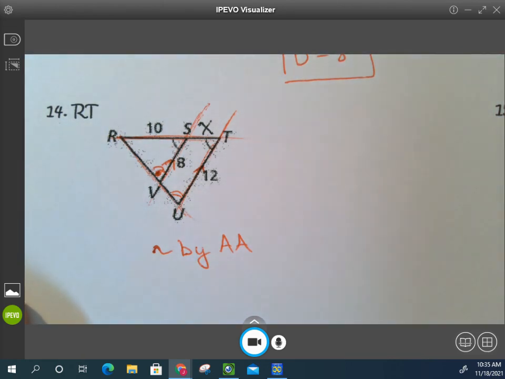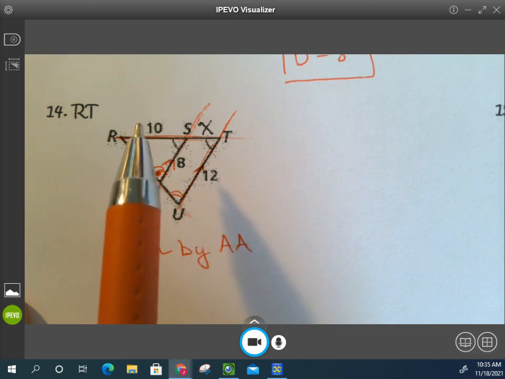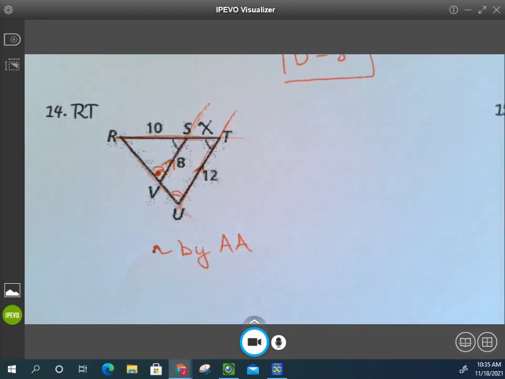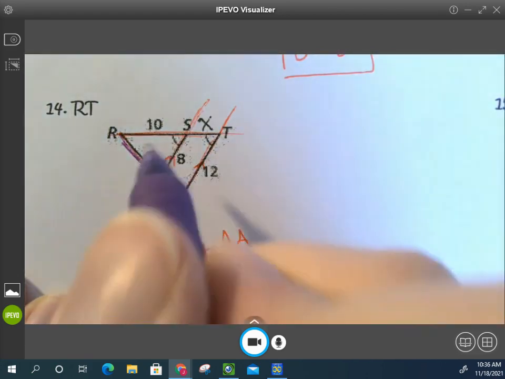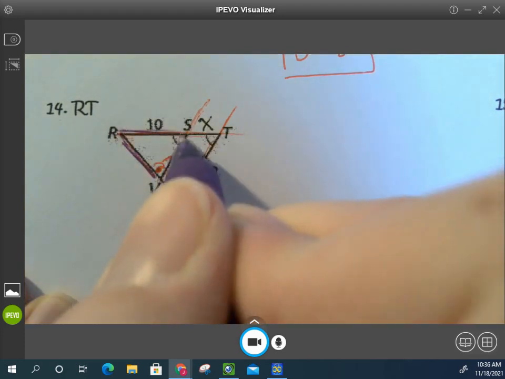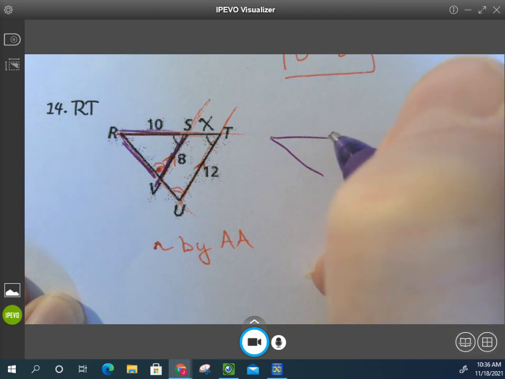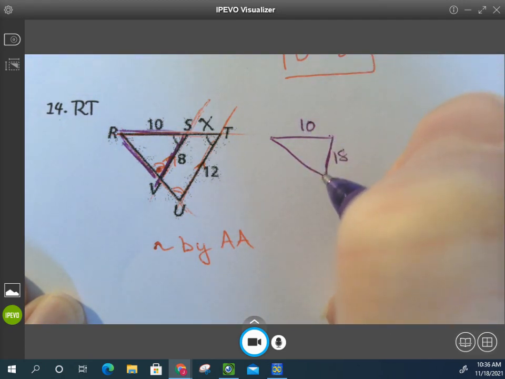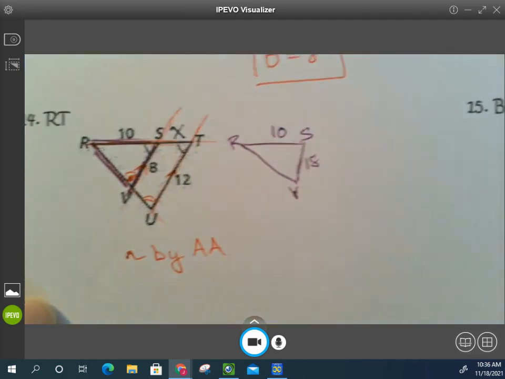Now, here's the other issue. A lot of you probably set up a proportion and did something like 10 over x equals 8 over 12. And I hate to be the bearer of bad news, but that's no good. Look at it, did you add 10 and x? So let me show you this little triangle in purple here. The little triangle is 10 and 18, R, S, and V. I'm taking the time on this because I think it's important.